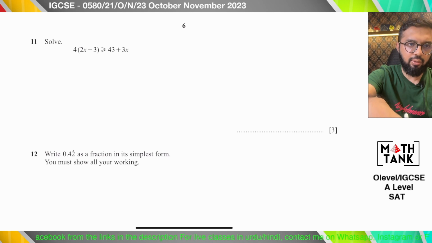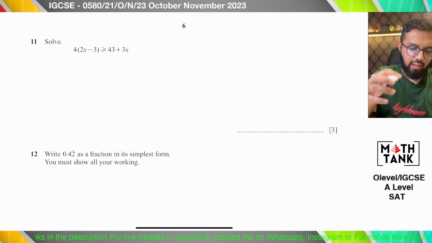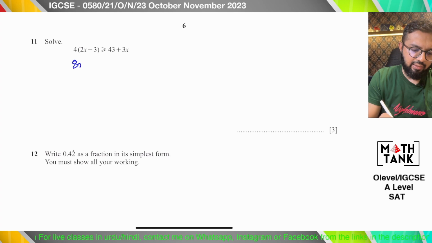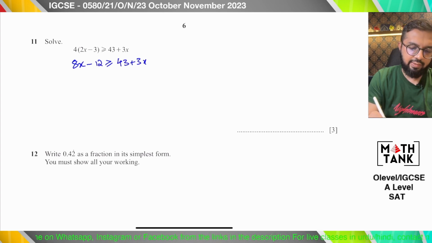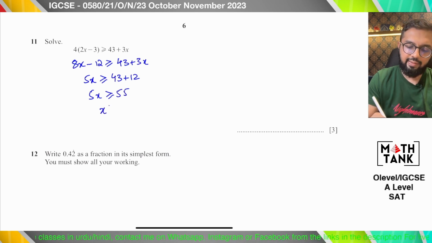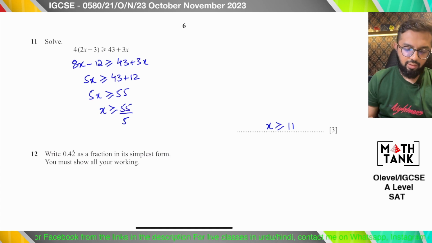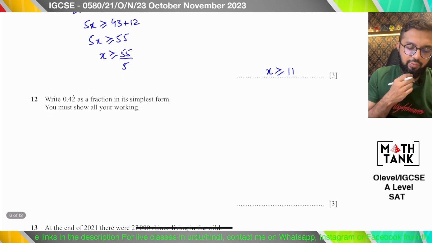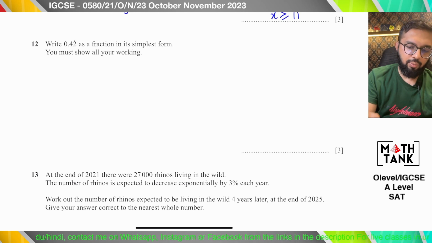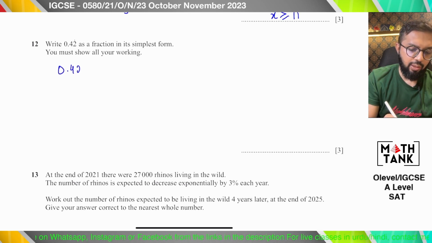It says 4 into 2x minus 3, and so I open up this bracket, this becomes 8x minus 12 is greater than or equal to 43 plus 3x. So I get 5x is greater than or equal to 43 plus 12, that gives me 5x is greater than or equal to 55. X is therefore greater than or equal to 55 divided by 5, so x is greater than or equal to 11. Right, point 4.